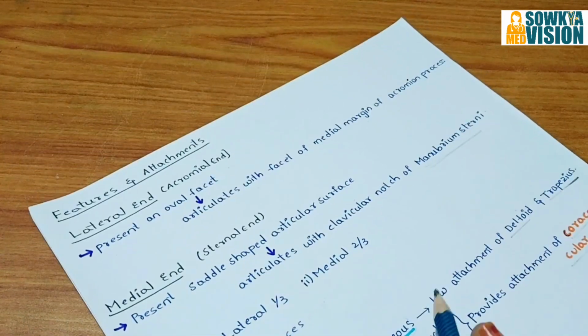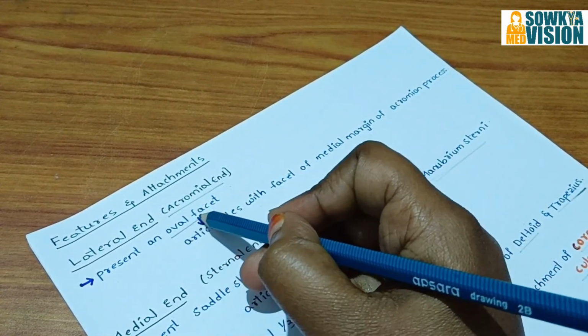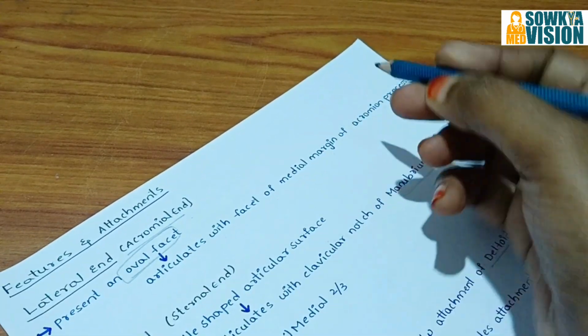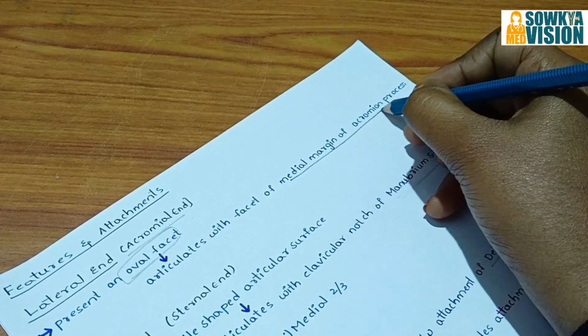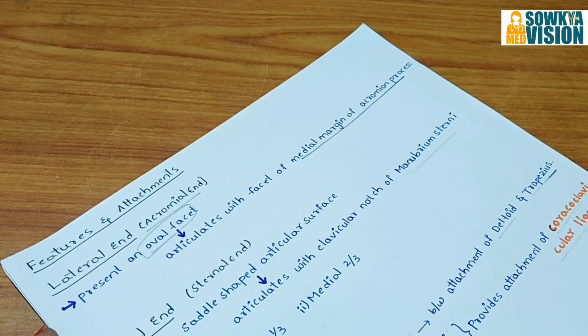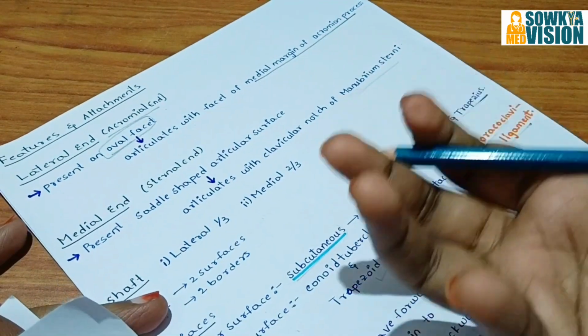See, the lateral end is also known as acromial end. It contains what? An oval facet. For what? Articulation with what? The medial margin of the acromion process. As we said, the lateral end is the acromial end. Why? By the name, it articulates with the acromion process of the scapula.